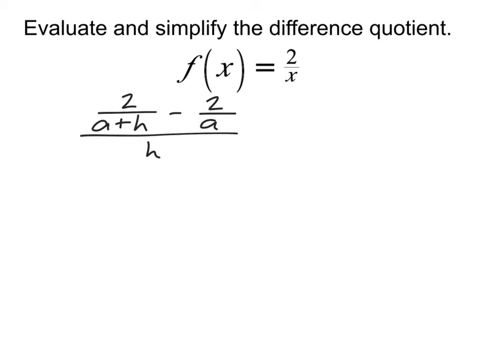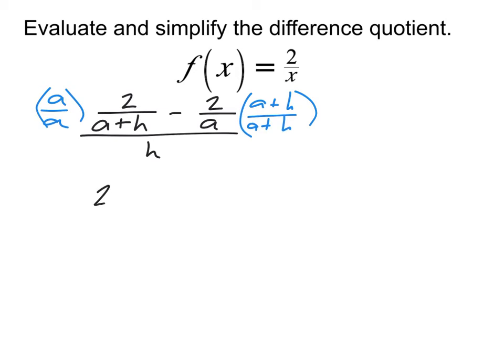Now, some of you might be looking at this and saying, oh, all I've got to do is get this plus h over here. However, we cannot do that, because the only way I can get that denominator to change is by multiplying it by something. And so the only way we're going to get a common denominator is by multiplying the two denominators by each other. This is really what we're doing in order to get that common denominator.